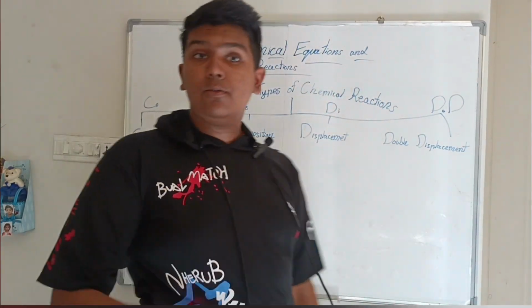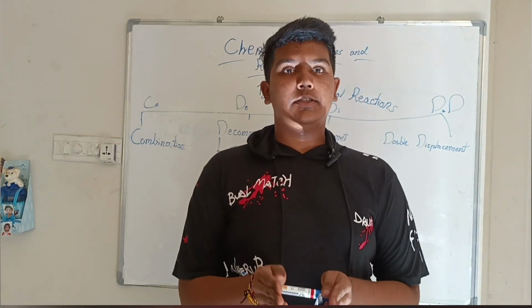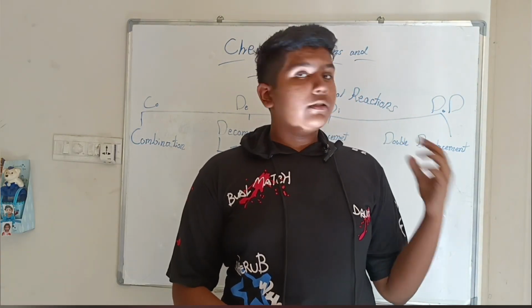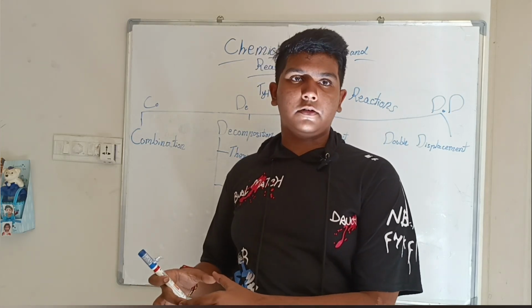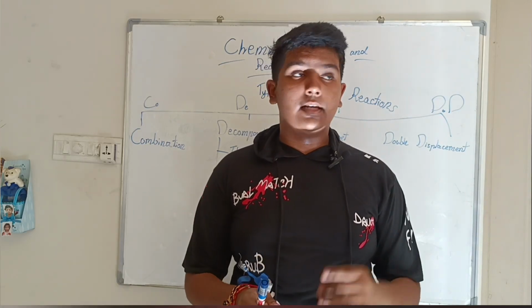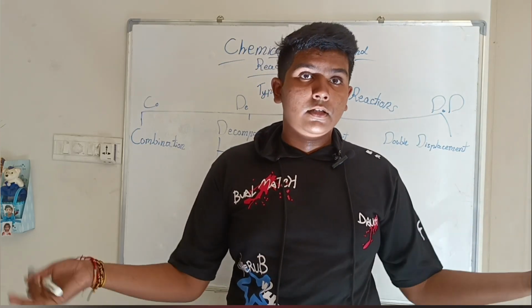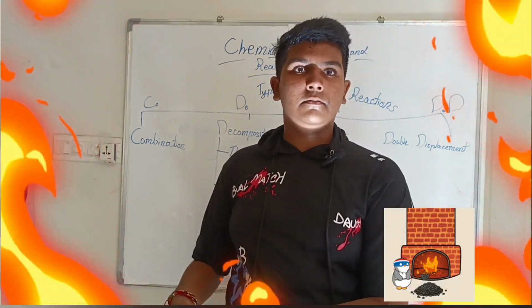Okay, so we'll start with combination reaction. So what is combination reaction? Two or more reactants which form a single product. What does that mean? Two or more reactants like carbon and oxygen, and you combine them, you'll get carbon dioxide.